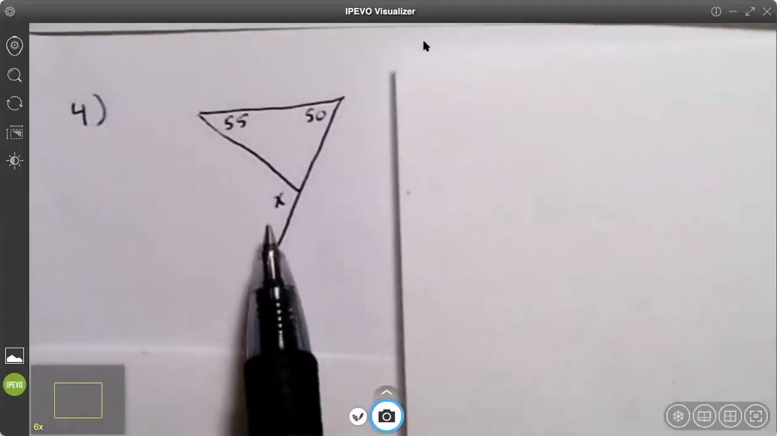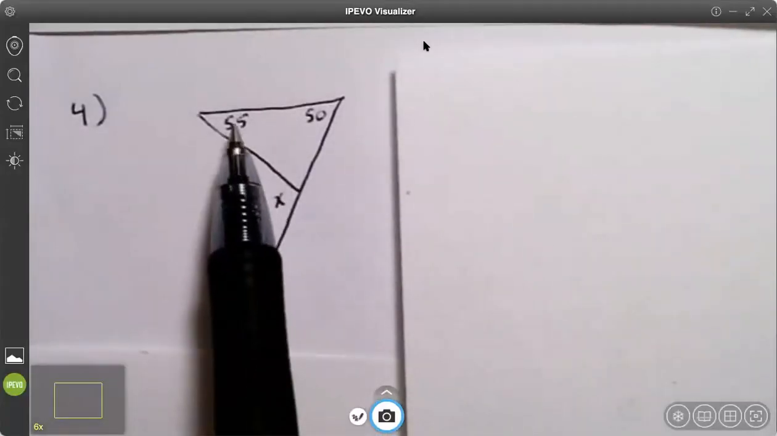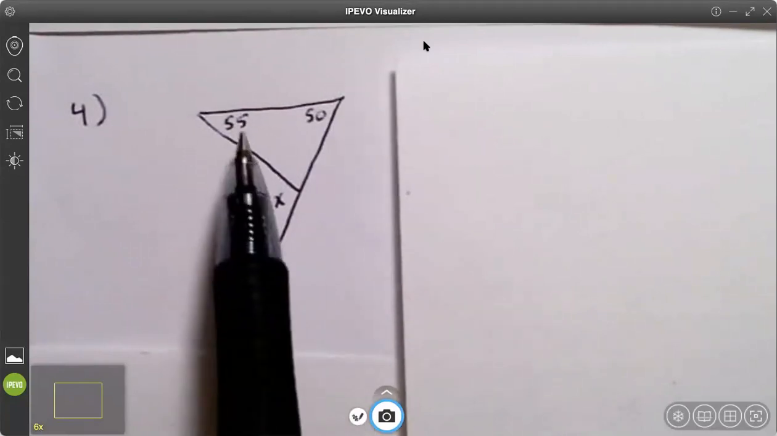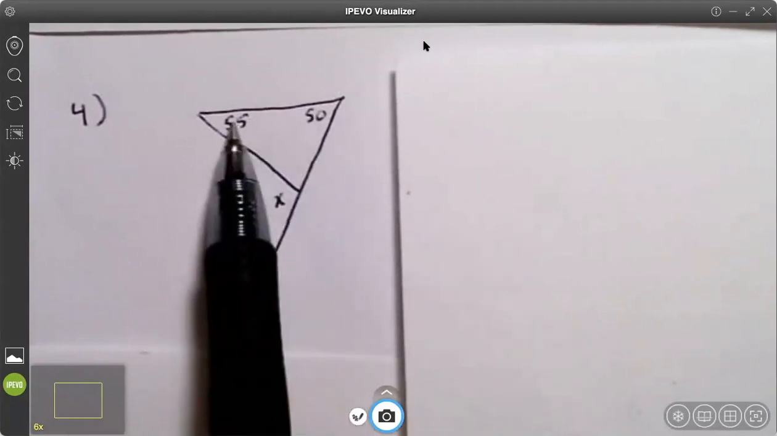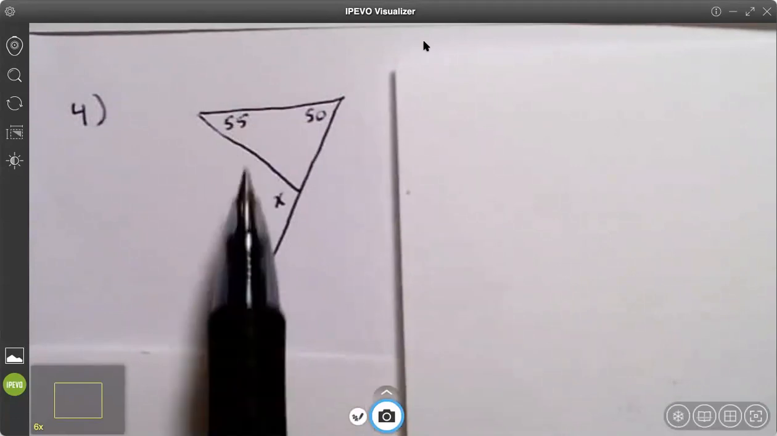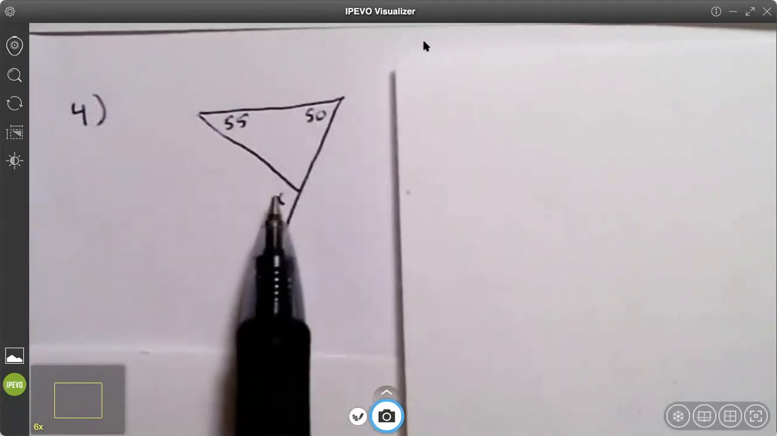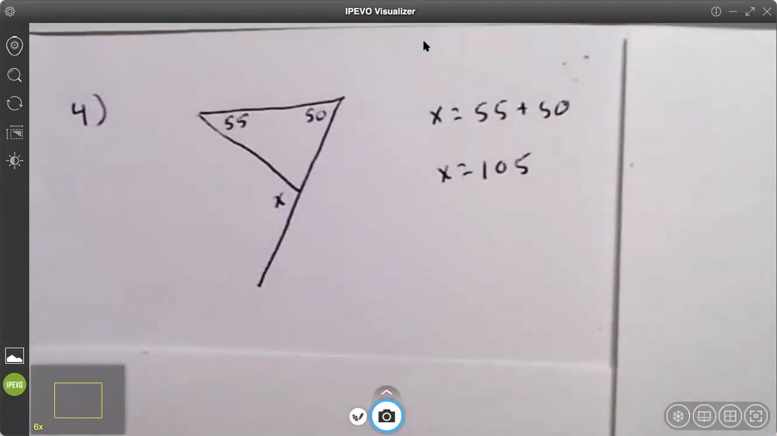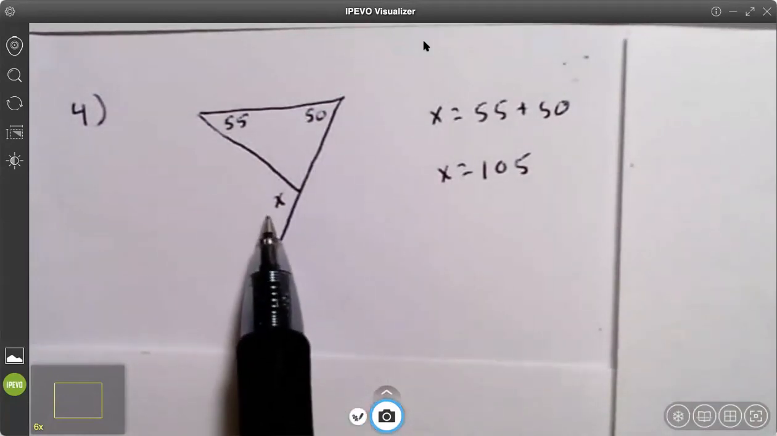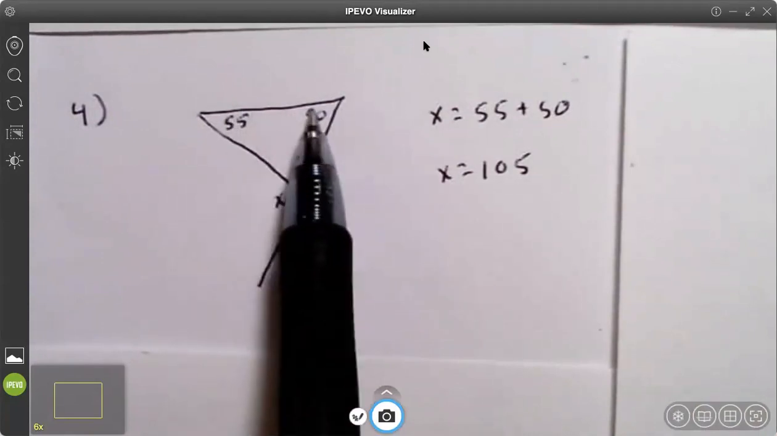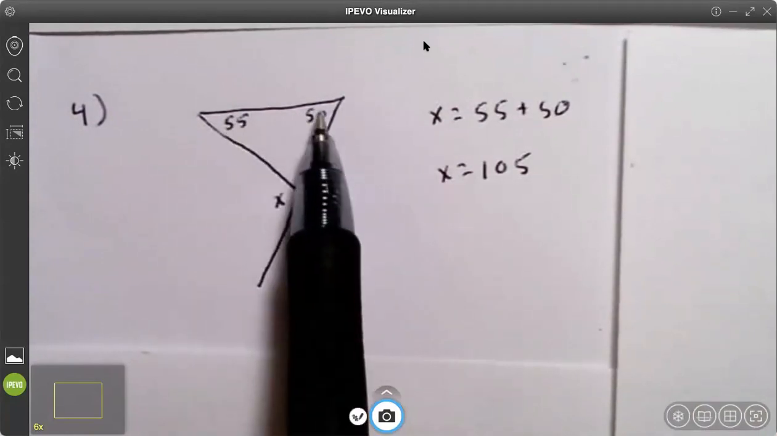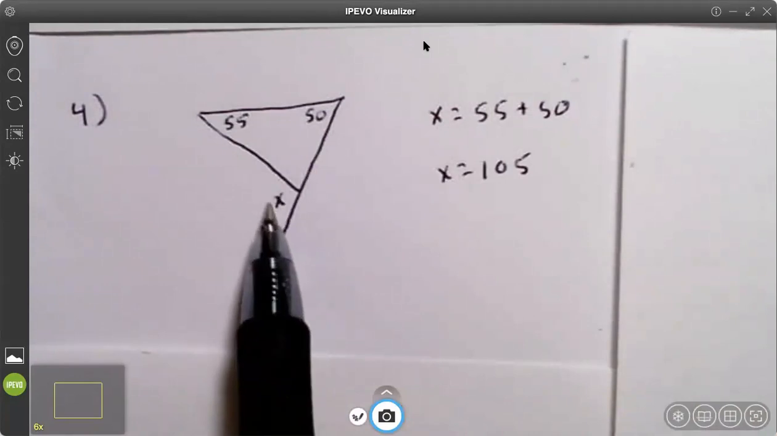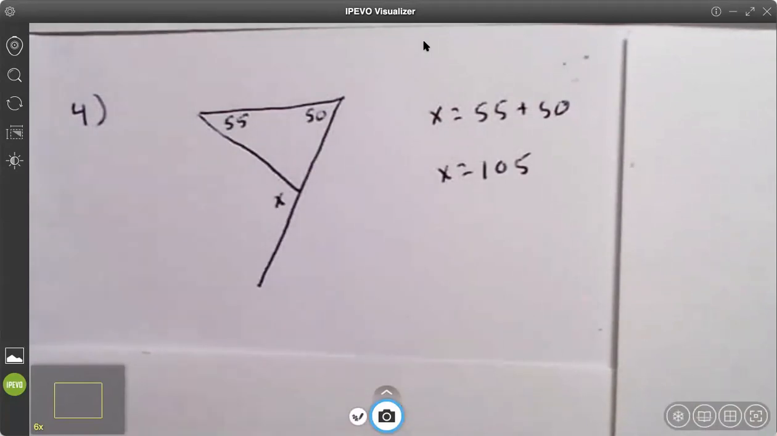On number 4, we have another exterior angle. So we know that the two opposite angles, if you add them together, it's going to equal this exterior angle. The sum of these two opposite angles will equal this exterior angle. So 55 plus 50 will give you the value of x. 55 plus 50 is 105. This exterior angle is going to be congruent to the sum of these two opposite angles. 55 plus 50 equals 105, so x equals 105.